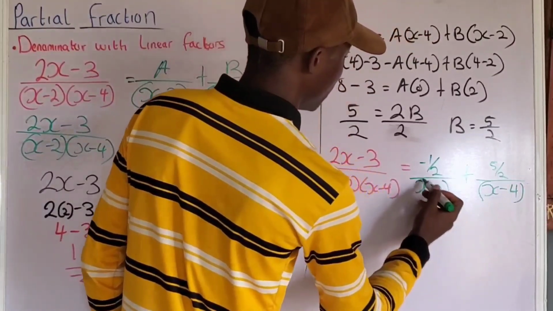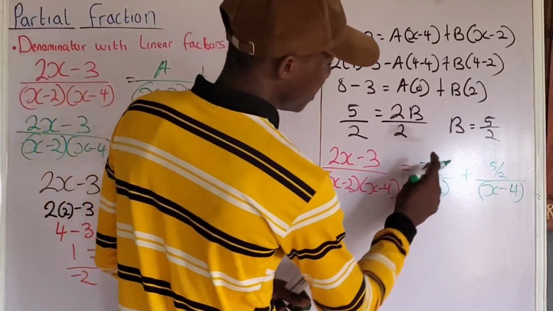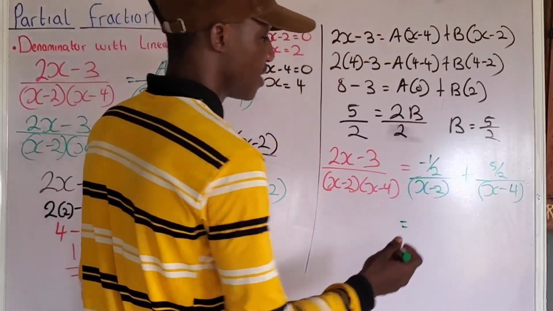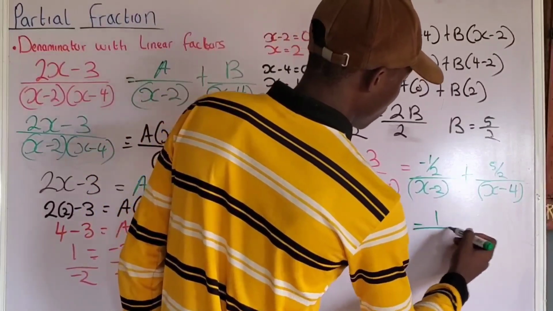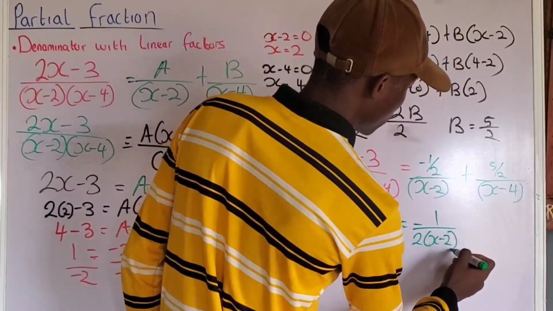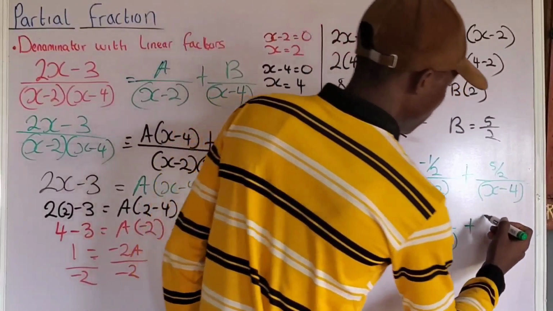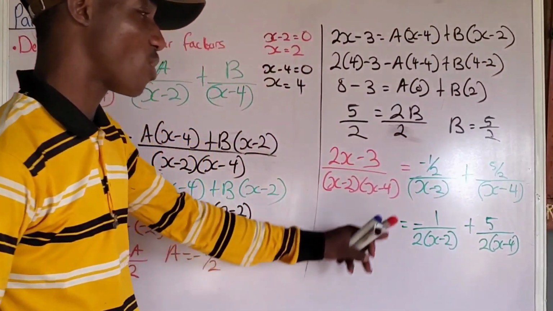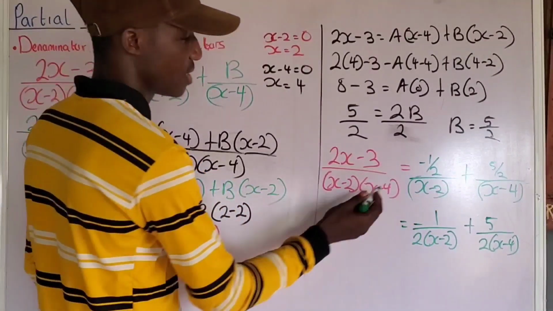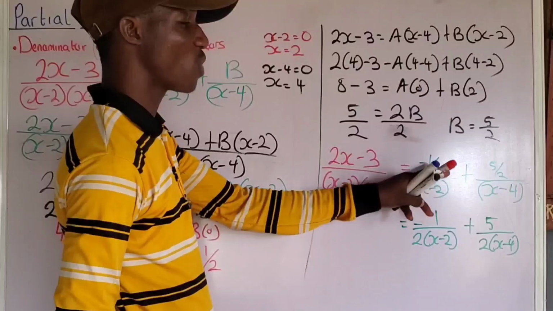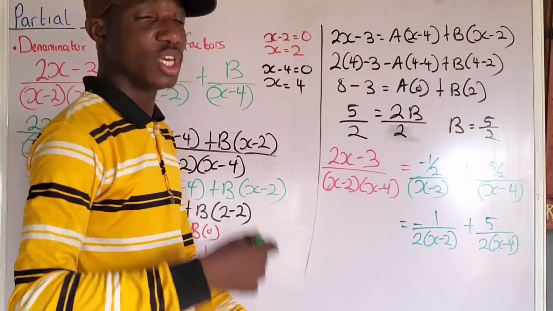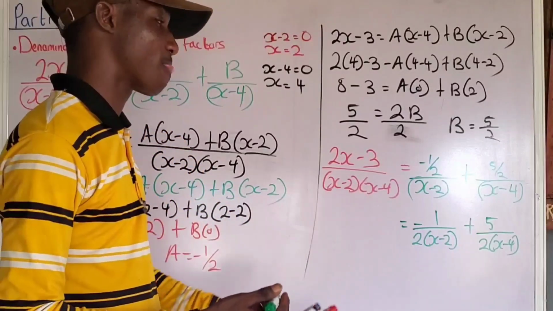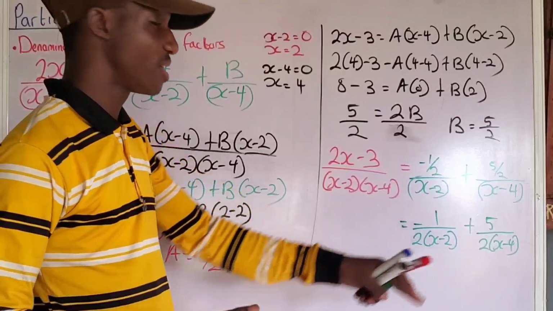You understand? Okay. Now, I can write both of them as, please pay attention, minus 1 all over 2 multiplied by x minus 2, plus 5 all over 2 multiplied by x minus 4. If you want to learn how I did this, if you have something like this, please pay attention. Divide minus 1 over 2 by x minus 2. If you change that division sign to a multiplication sign, you're going to arrive at something like this. Don't be confused.